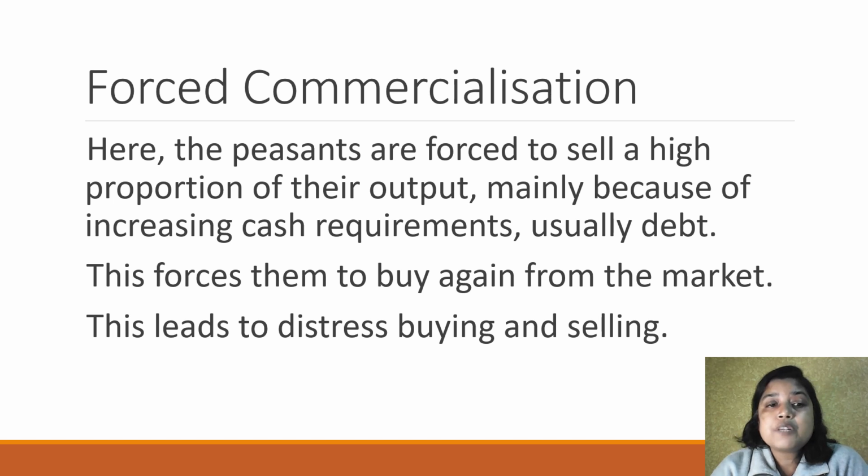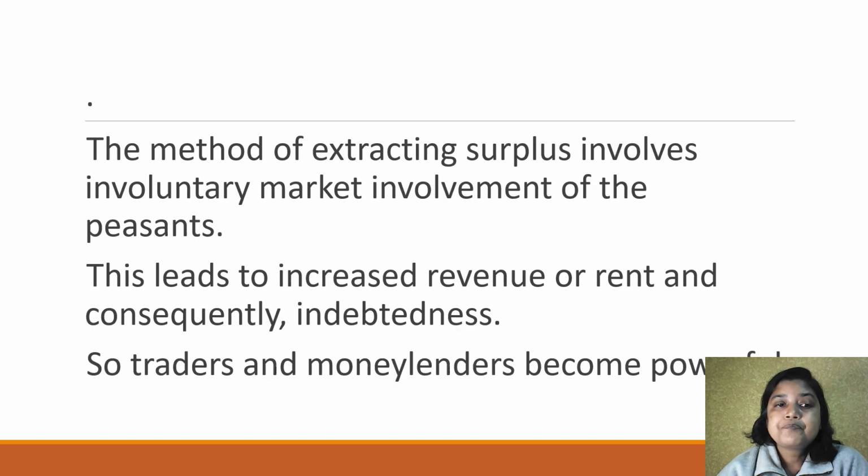What happens in forced commercialization? In forced commercialization, peasants are forced to sell a high proportion of their output, mainly because of increasing cash requirements, usually debt. And this forces them to buy again from the market, which leads to distress buying and selling. The method of extracting surplus involves involuntary market involvement of the peasants, which leads to increased revenue or rent and consequently indebtedness. So traders and money lenders become powerful in this kind of a system.